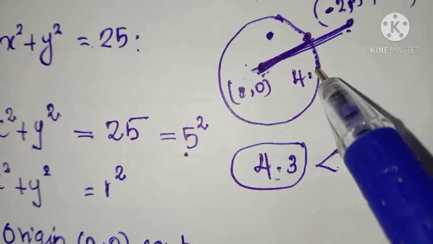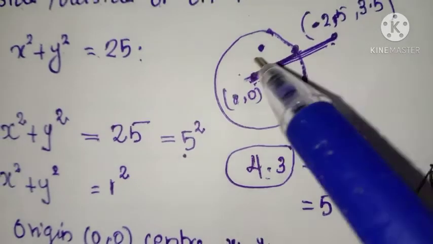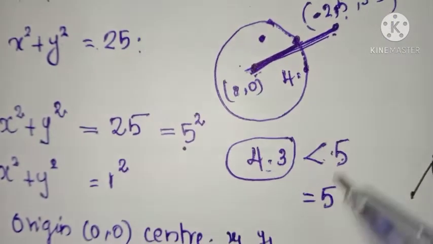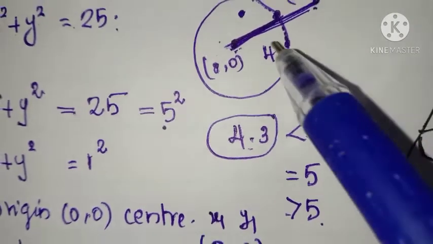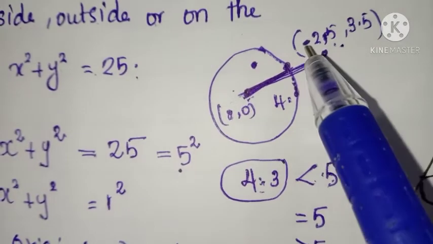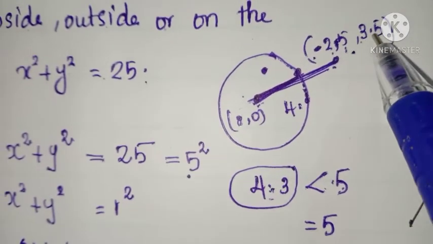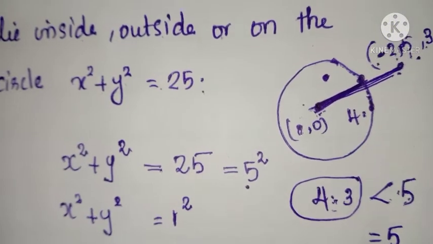If it is on the circle, we can say the distance equals the radius 5. If it lies outside the circle, then the distance is greater than 5, more than the radius. Here the distance is less than 5, which means the point (-2.5, 3.5) lies inside the circle.